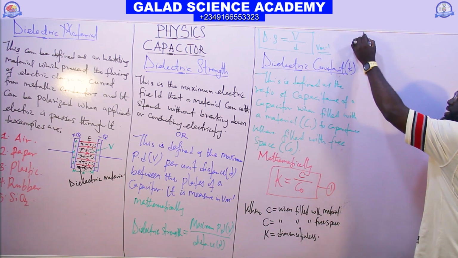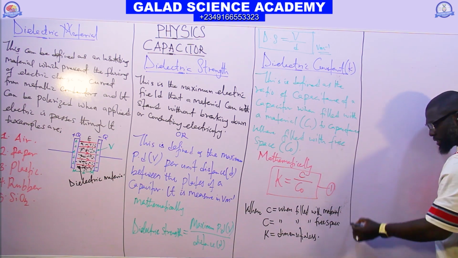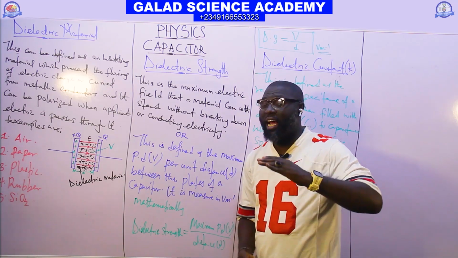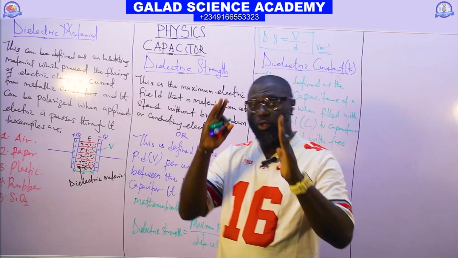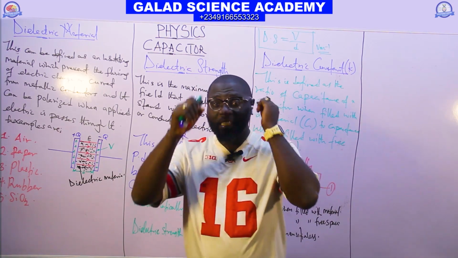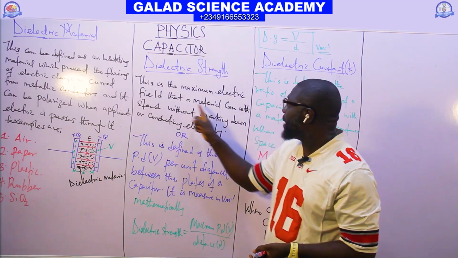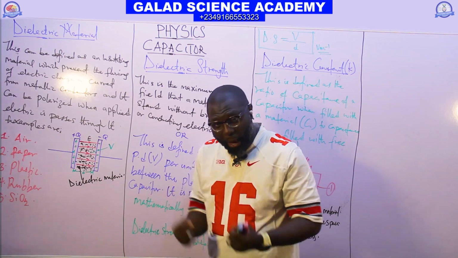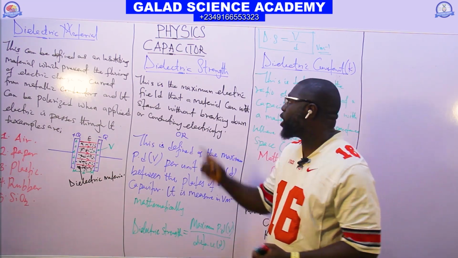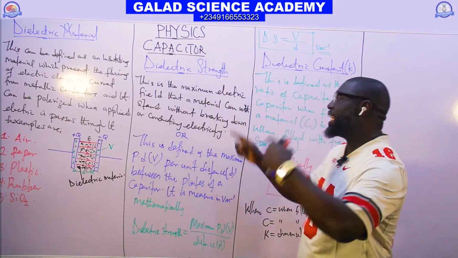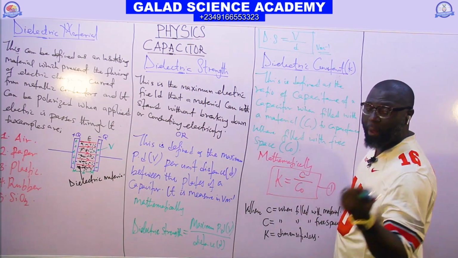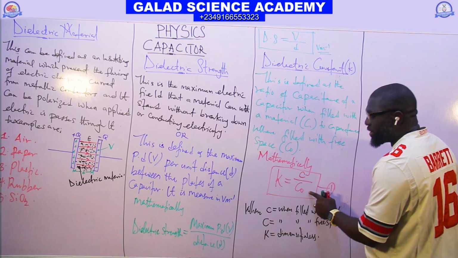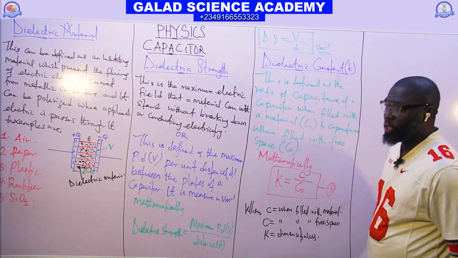So this is the dielectric constant. A dielectric material is an insulating material that prevents the flowing of charge or current between two plates. The maximum electric field that a dielectric material can withstand before breaking down is called dielectric strength. Dielectric constant is the ratio of capacitance of a capacitor when filled with material to when it is in free space.